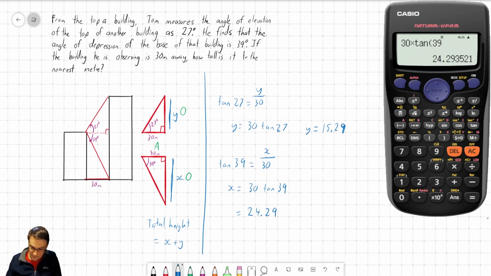Okay, now to find the total is going to be X plus Y added together. So that's going to be 24.29 plus 15.29, and you'll see why I've left these together. When I add these together, we get 39.58. Now, when we round this to the nearest meter, we find that that's 40 meters, which is why I kept that extra information of the decimals to begin with, so that when I added these together, I didn't get a mistaken number of 39 when the actual answer was 40.